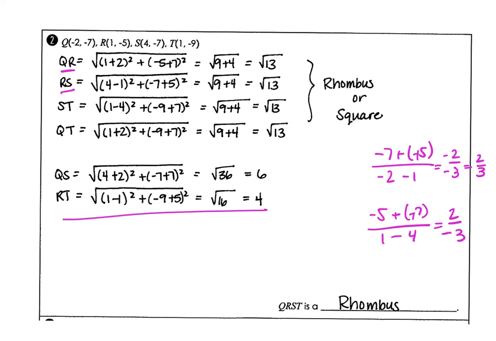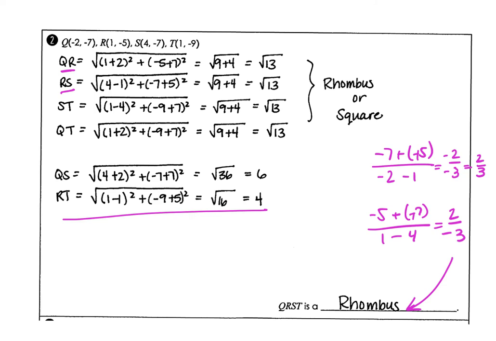Over negative 3. Those are not the same. They're not negative reciprocals of each other. So this automatically tells me I don't have a right angle. So I have 4 congruent sides but no right angle. That leads me to rhombus. So there are two ways to do these.